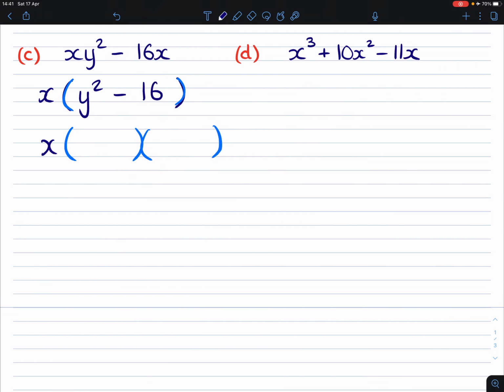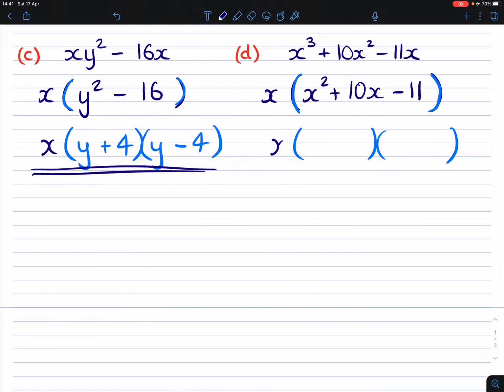Next one, all 3 terms here, x cubed, 10x squared, and minus 11x, all have x in them. So we can take that out as a common factor. There's no other number terms here. What that will leave us with is an x squared plus 10x and a minus 11 when we divide all of these by x. What's inside this bracket is a quadratic, so look to see if it can factorize further, which it will. X on the outside, x times x to make this x squared.